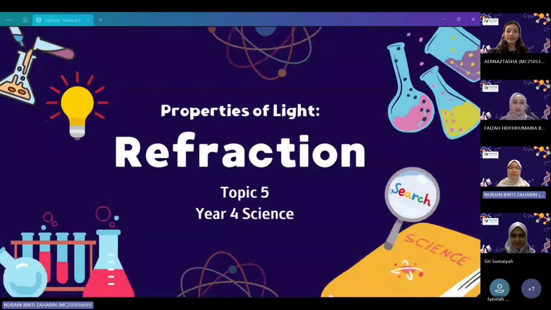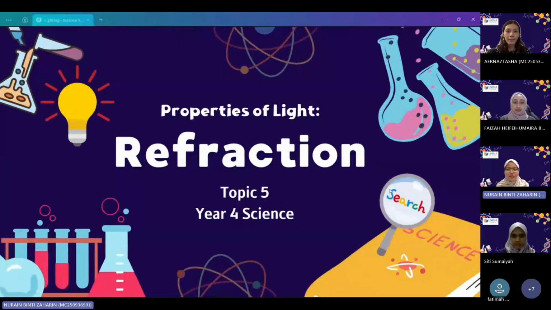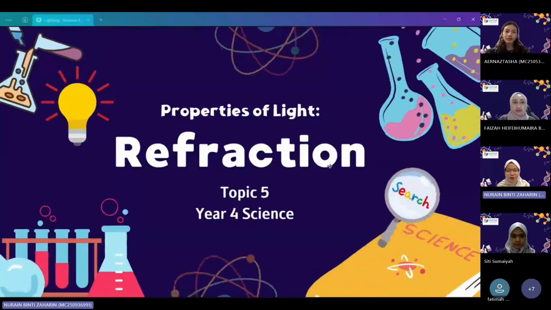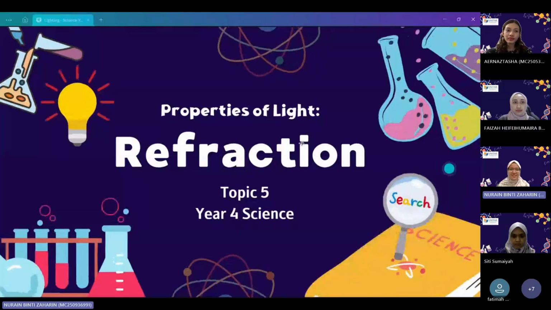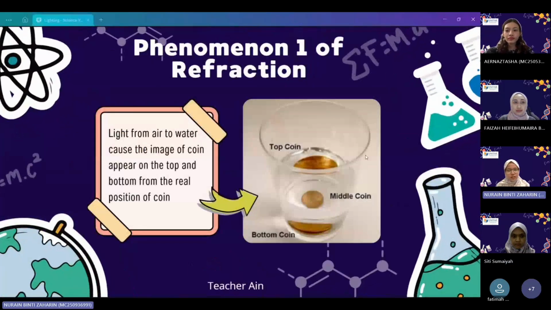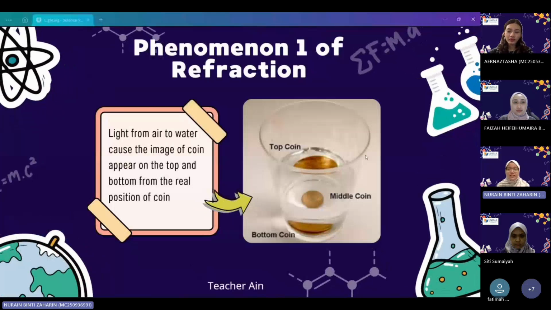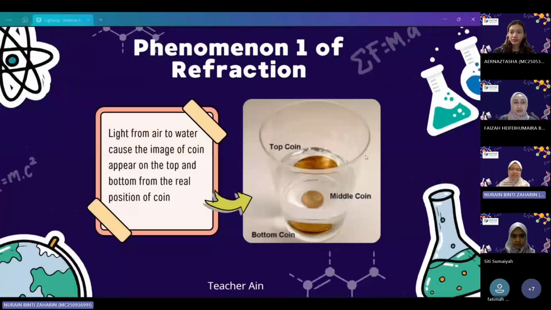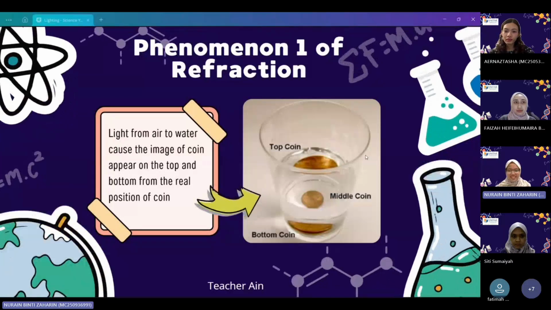Alright, today we are going to continue our topic on light. Do you know that light can be refracted? So let us explore what that means. Have you ever noticed when you drop a coin in water, it looks like it's in a different position, almost as if it's higher or lower than it really is? That is because of refraction.